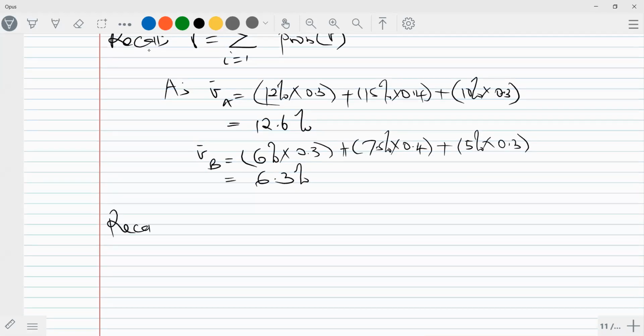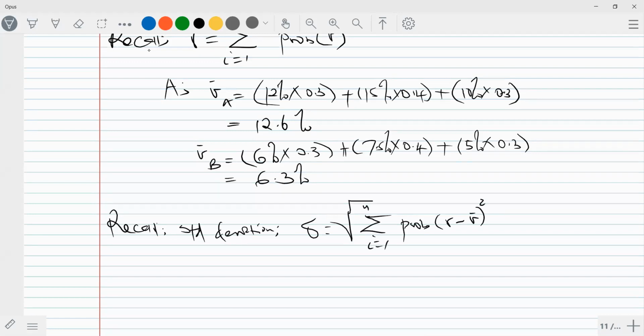Remember, we said that to determine the standard deviation, the risk will be equal to the square root of the sum of probability multiplied by the return received minus the mean return, squared, from the first data set all the way to the nth data set. That's how we can determine the standard deviation of the security.